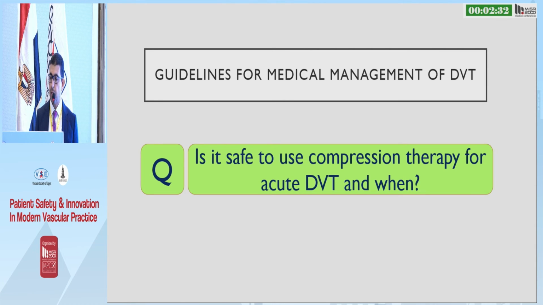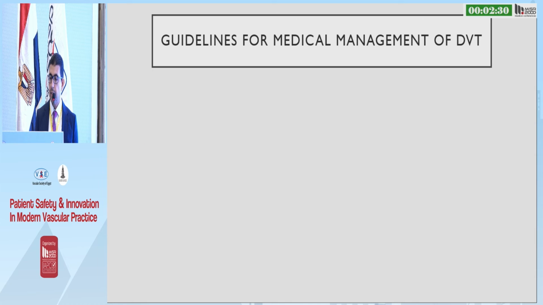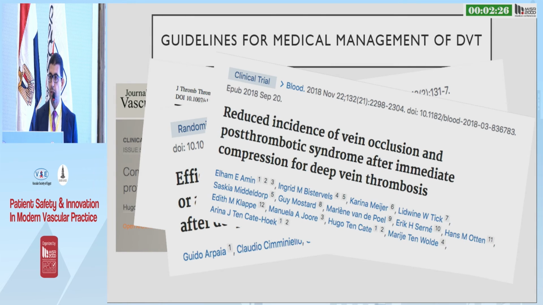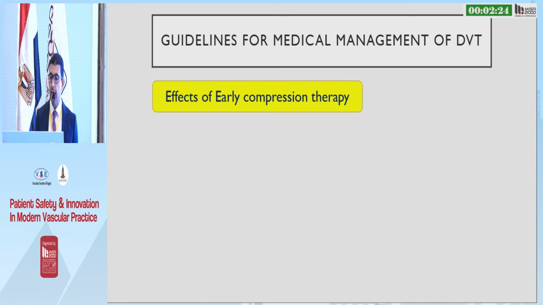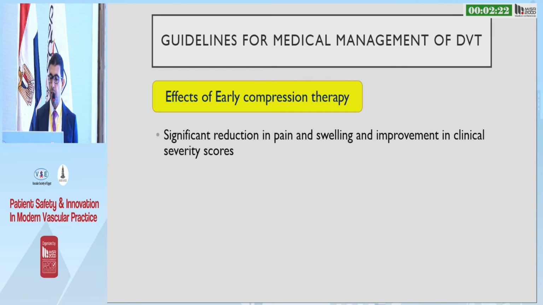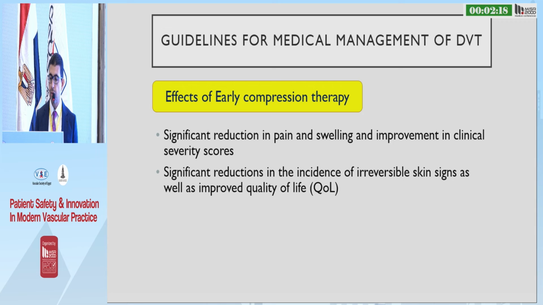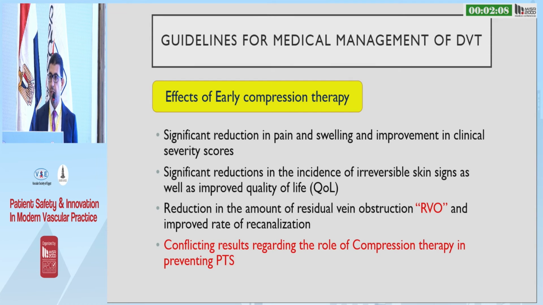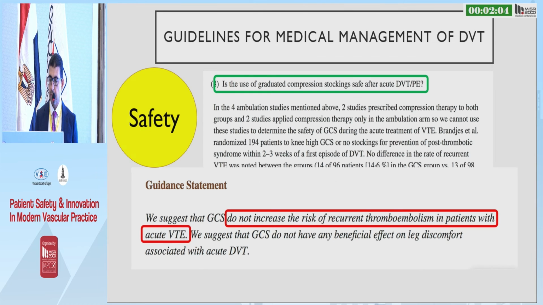Is it safe to use compression therapy for acute DVT, and when? Multiple studies have examined the use of compression therapy for acute iliofemoral DVT, and it was found that early compression leads to significant reduction in pain with swelling and improvement in clinical severity score, significant reduction in incidence of reversible skin signs and improvement in quality of life, as well as a reduction in the amount of residual vein obstruction, but has conflicting results as regards the role of compression therapy in preventing PTS.